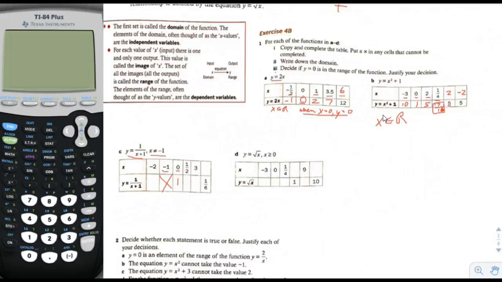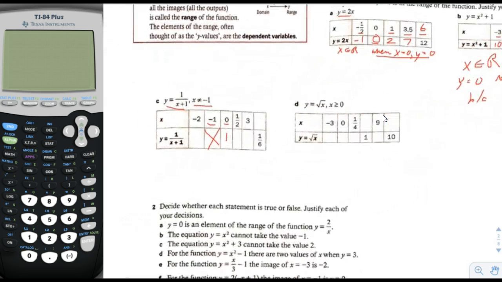And no, we can't. So y equals 0 is not in the range, because there is no real solution for 0 equals x squared plus 1, or x squared equals -1. Okay? All right, let's get back to C.